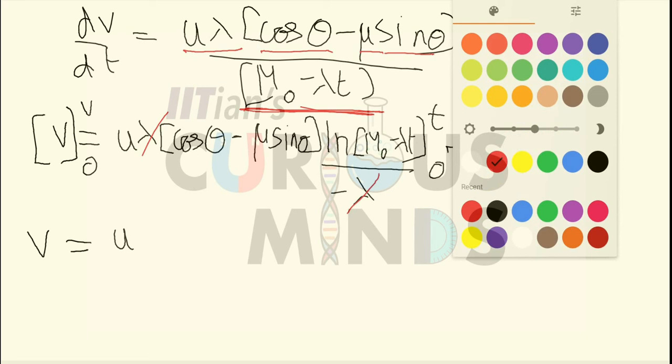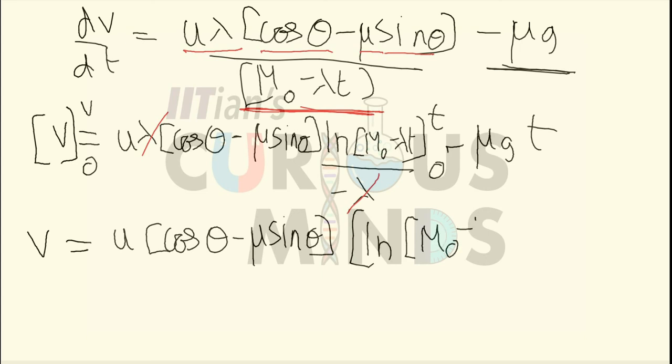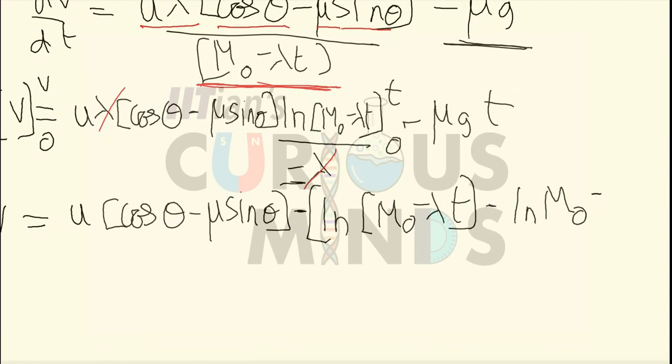It will be equal to (cos theta minus mu sin theta) into log. When I substitute the value of the log over here, it will be equal to log of (m naught minus lambda t) minus log of m naught. I have substituted the upper limit and lower limit. When I substitute the upper limit t, I will get the first expression. When I substitute the lower limit 0, it will simply be equal to m naught. And there is a minus sign of this lambda also. Then minus mu g into t.